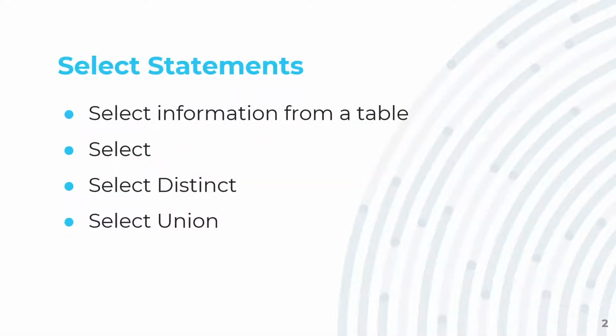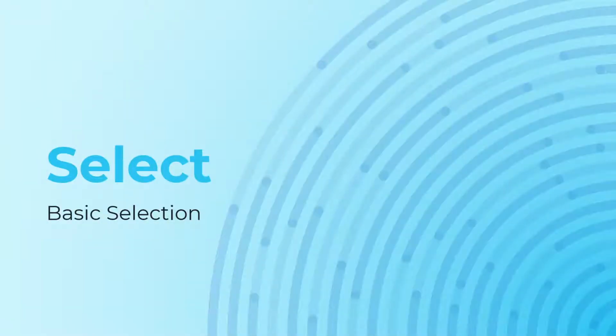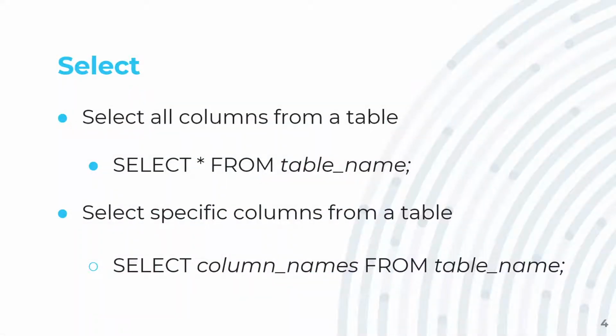Select statements. This keyword is used to select information from a table. There are three types of select: select, select distinct, and select union. First, let's talk about basic select. Select can be used to select all columns from a table or specific columns from a table. As you can see, the syntax for selecting everything is select star from table name. The star signifies everything, so with this statement you are selecting everything in the table.